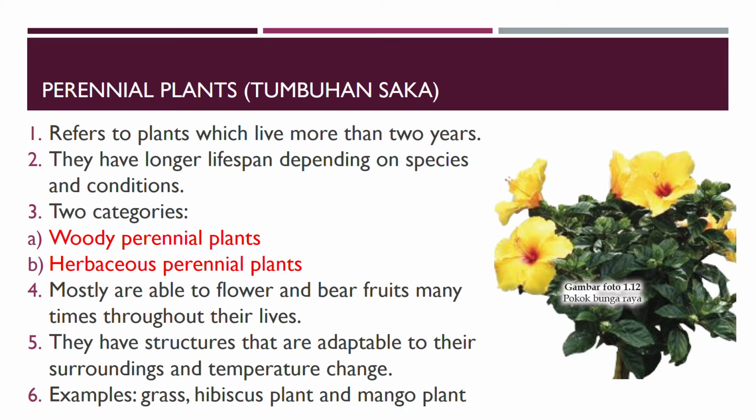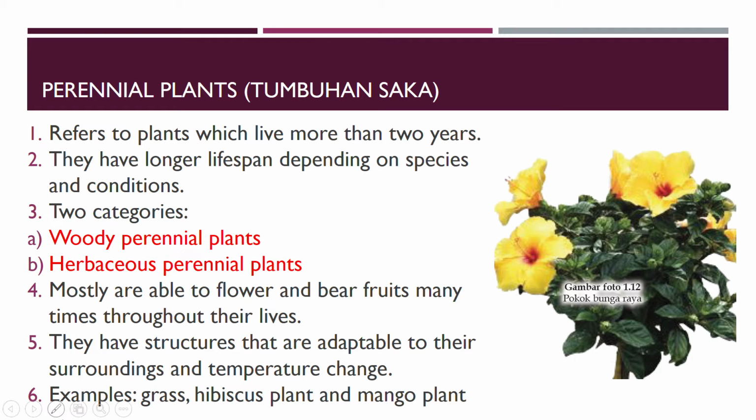Okay, the last one is perennial plants. Kita panggil dia tumbuhan saka, pokok bunga raya. So refers to plants which live more than 2 years. Ini dia punya lifespan, dia punya jangka hayat tu lebih panjang. So depending on the species lah, bergantung pada species dan juga kena lihat dia punya keadaan. So there are 2 categories, woody perennial plants and also herbaceous perennial plants. Okay, selalunya they are able to flower and bear fruits many times throughout their lives. Pokok bunga raya ni banyak dia punya musim bunga kan. So they have structures that are adapted to the surroundings and temperature change.